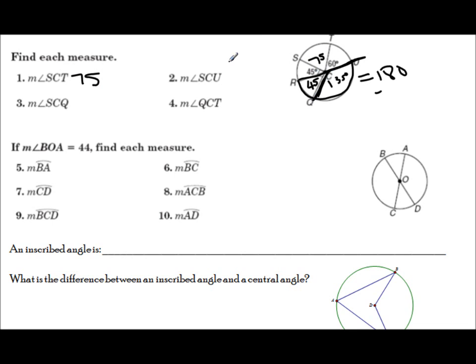SCQ is 45 plus 45, which is already marked as 90 here. SCU is this entire angle, 75 plus 60, which is going to give me 135. And then QCT, which is from here to here, is 135 plus 60, which is a total of 195.